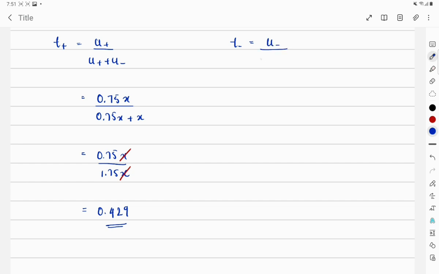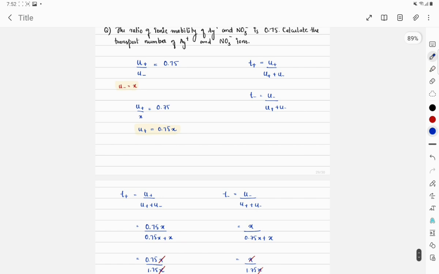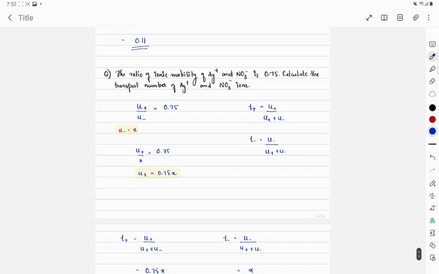It will be U minus divided by U plus plus U minus. So what is U minus? It is x divided by 0.75x plus x. Already got that it is 1.75x. Cancelling out x just as before, what we have left is 1 divided by 1.75. What will be the value we get on calculating this? You get 0.571. Again, a unitless quantity.